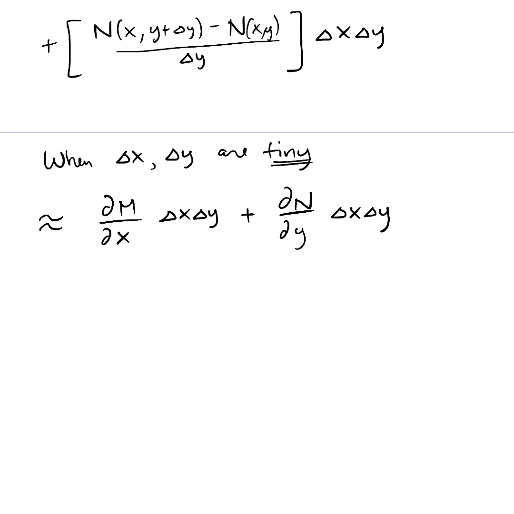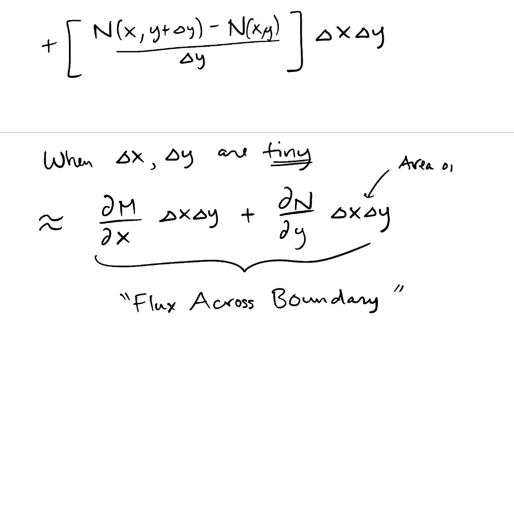And the definition of that quantity right there, that's called actually the flux across the boundary. All this is called flux across boundary. And if you divide the flux across the boundary by the size of the rectangle, which is delta x, delta y, that's just the area of the rectangle, you get something that we call the flux density.